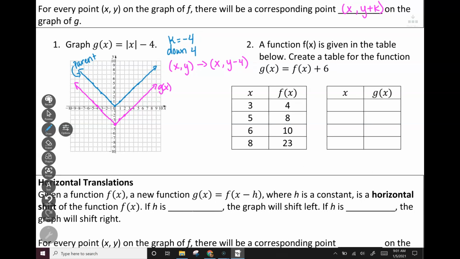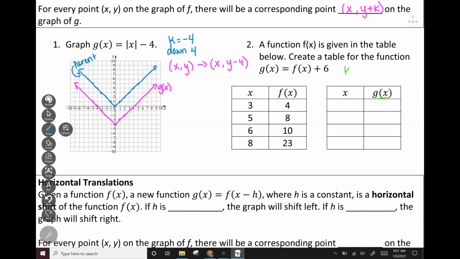Now let's look at a table. A function f of x is given in the table below. Create a table for the function g of x equals f of x plus 6. So our new function, g of x, is going to be that original function plus 6. Remember that f of x is the same thing as y. So what they're saying is take the y value, add 6. That's one way you could think of it.